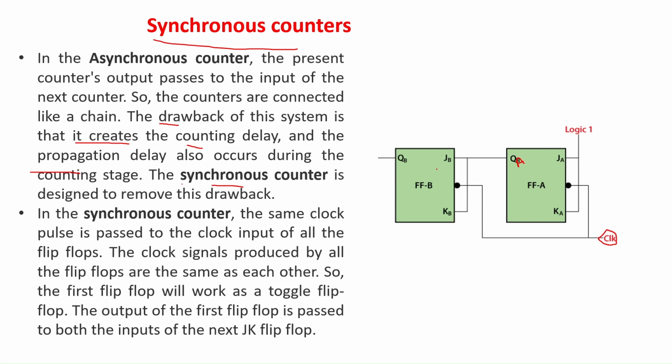The same clock pulse is passed to the clock input of all the flip-flops. Both flip-flops have the same clock signal. So the first flip-flop will work as a toggle flip-flop. Since both the inputs J and K are 1, this is similar to the T flip-flop. This JK flip-flop acts as a toggle flip-flop.